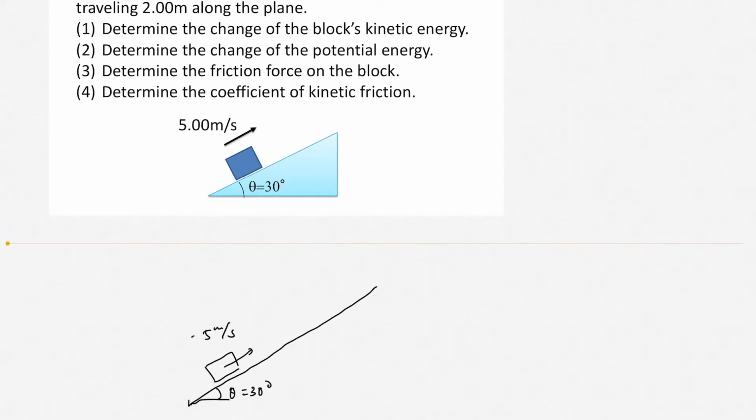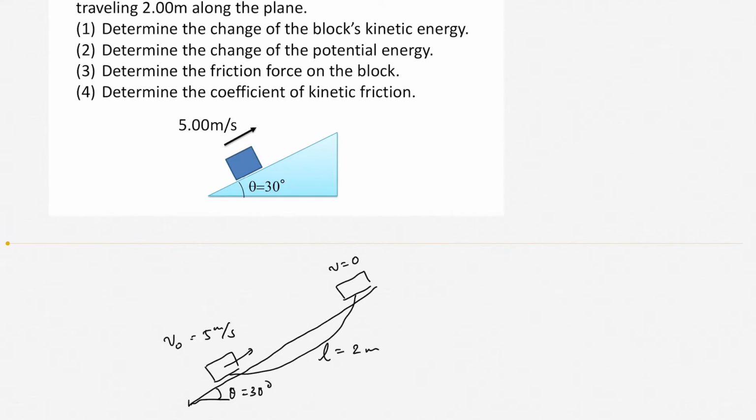So you could say that this is v. Then this object starts climbing up, moving up. And then after the 2 meters, it becomes v equals 0. Then this length is 2 meters. This is the situation. L is 2 meters.